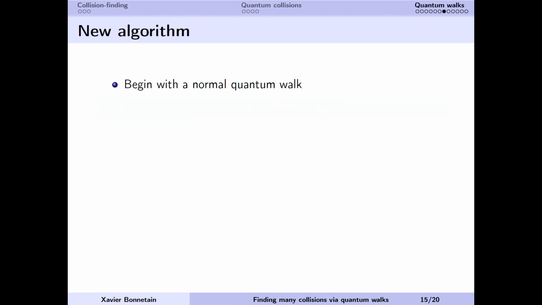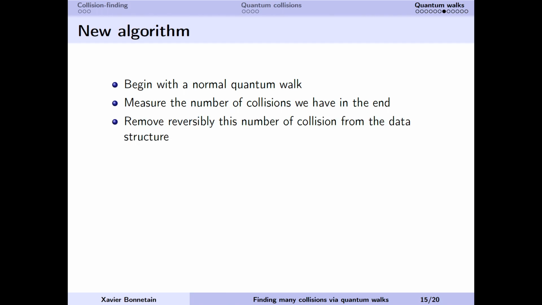And so for that, we have to change a bit the way we do our work. We first begin with Ambainis' work, a normal quantum walk on a Johnson graph. And then, in the end, when we have obtained the uniform superposition of nodes that contain a collision, we do a partial measurement on the number of collisions that we have. And we will remove reversibly from our quantum data structure this number of collisions. And that way, we measure these collisions.